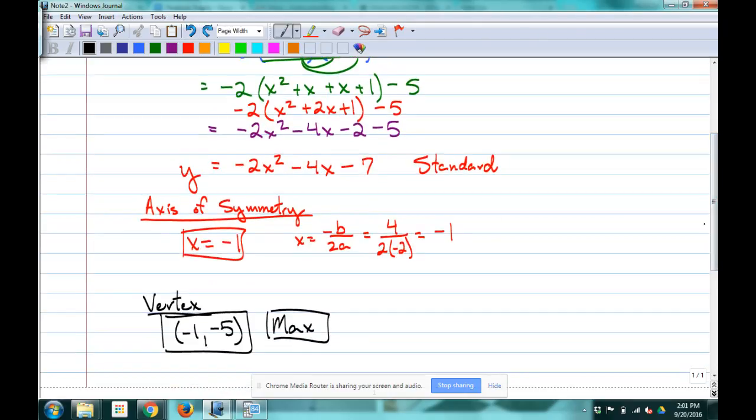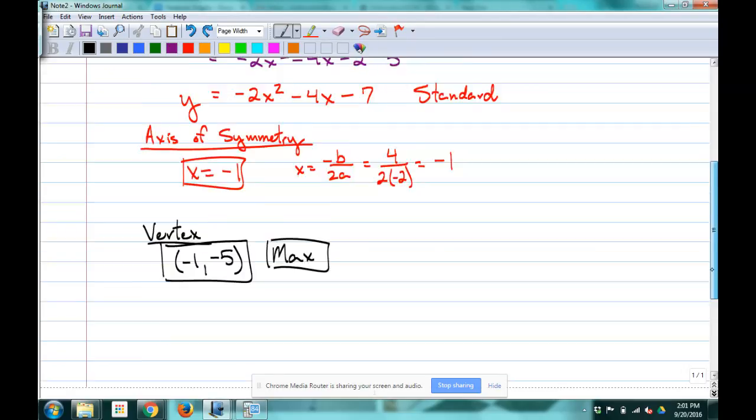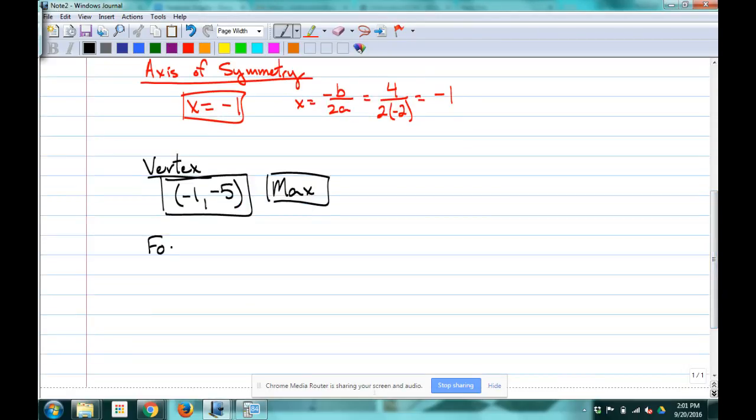Next thing we want to know is the focus and the directrix. Let's go ahead and get those. Focus: -1, and then you take the -5 and you add 1 over 4 times a.